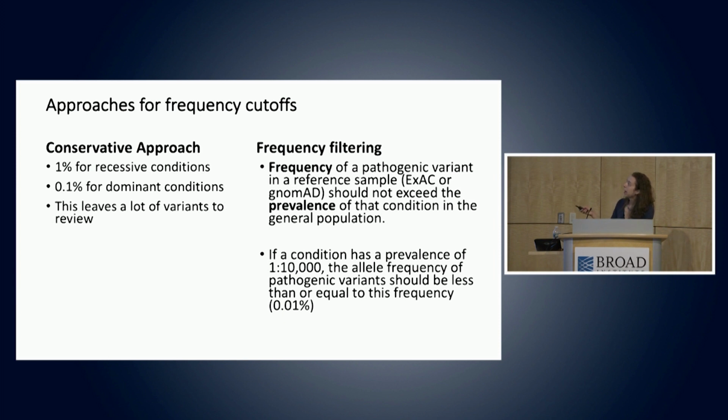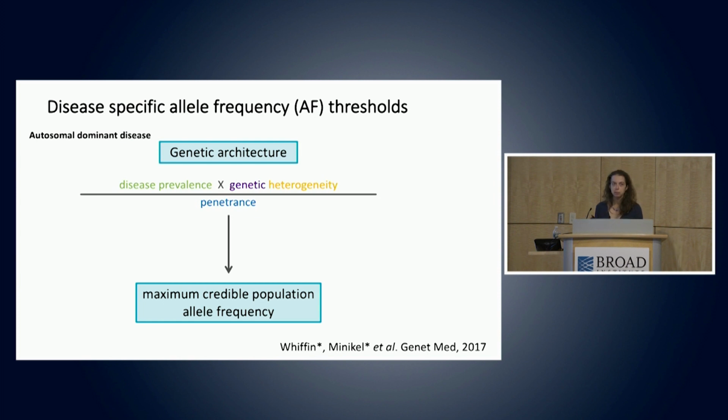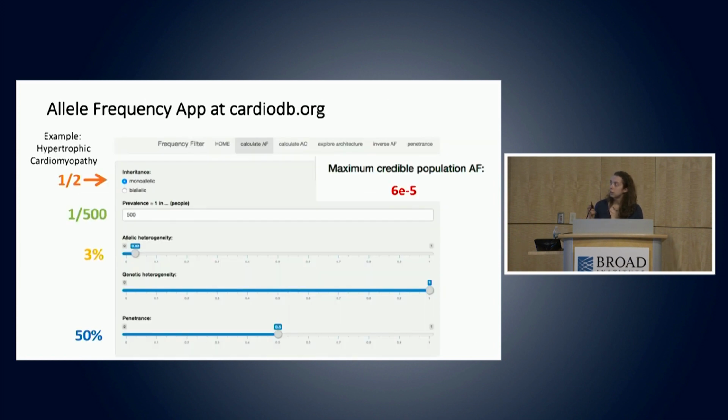The frequency of a pathogenic variant in a reference sample should not exceed the prevalence of that condition in the general population. So if something occurs with a prevalence of 1 in 10,000 people, then you should be thinking about variants that are less prevalent than 1 in 10,000 people, with some caveats. Penetrance makes a difference, and so do founder populations specifically. This is the formula, which I'm going to skip through for time, but we have a calculator that James Ware's group developed that they share at cardiodb.org. It's the allele frequency app from that page.